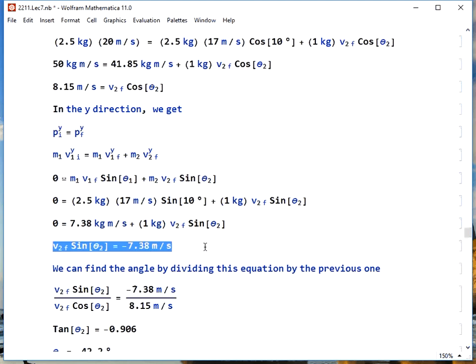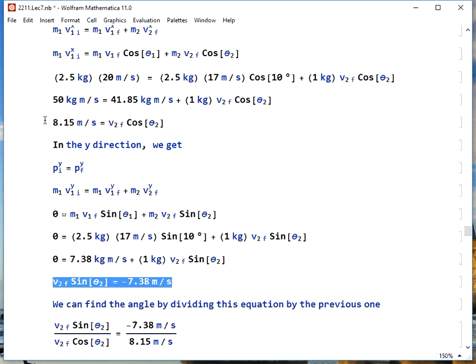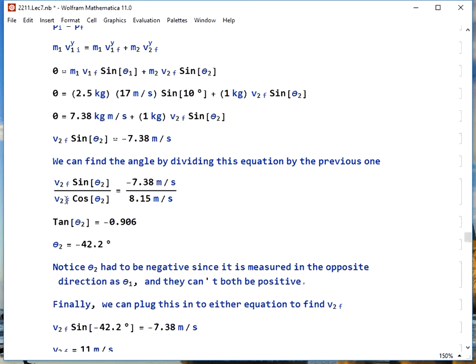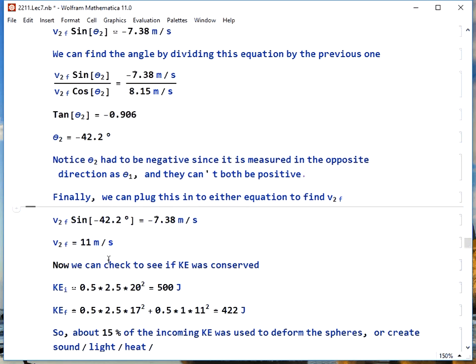We can divide this equation that we just got by the first one. The v2f's cancel, and we get that the tangent of theta 2 is negative 0.906. Theta 2 is therefore negative 42.2 degrees. And notice it has to be negative because theta 1 is positive, and we can't measure positive in 2 opposite directions. We then plug this into either of these equations, the top one or the bottom one, and we can solve for v2f, which is 11 meters per second.